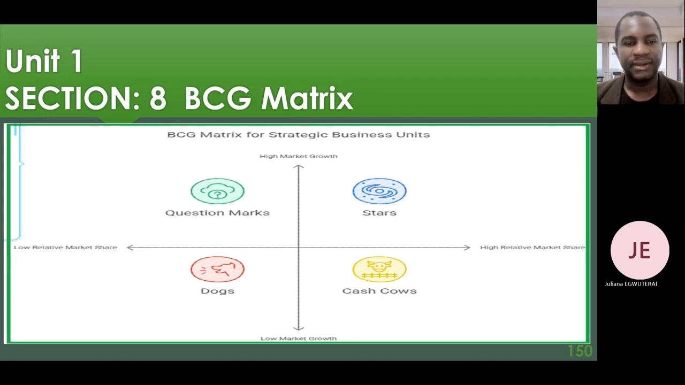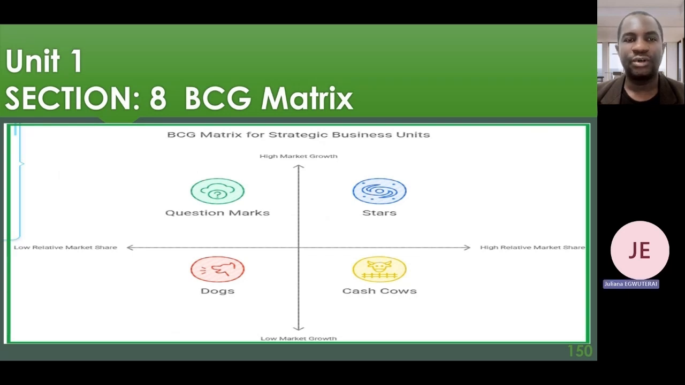While by my left, you see the question mark and the dogs. The dogs have low market growth rate, low market share, but the question mark also have high market growth rate and low market share. So based on this strategic business unit and this matrix, you know that the question mark could become a star and a dog could become a question mark. So revolving around the matrix, you will see that cash cows would also become stars to have high market growth rate if the strategies are sustainable and implemented in the market.